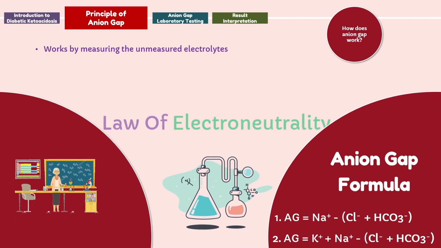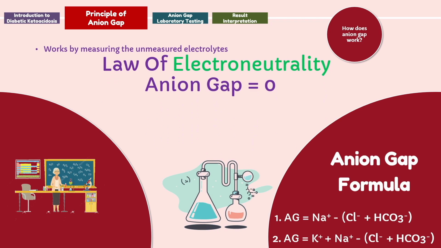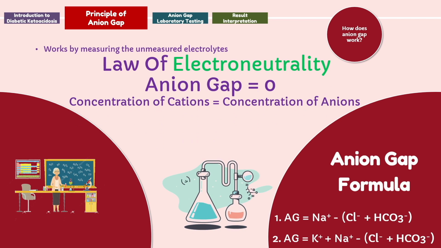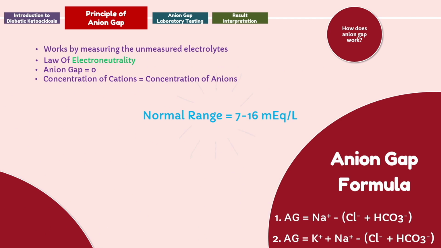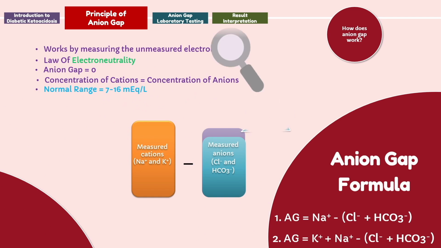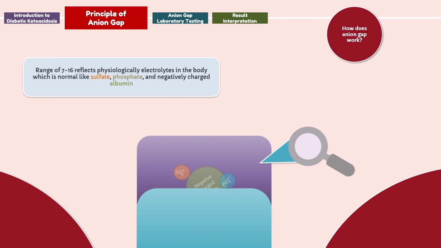The law of electron neutrality is applied, which means that the value of anion gap should be 0, where the sum of cation concentration and anion concentration are always equal. However, the normal range of anion gap is 7 to 16 milliequivalent per liter. But why does anion gap still have a value instead of 0? This is because the normal range reflects electrolytes physiologically in the body, including normal solute.